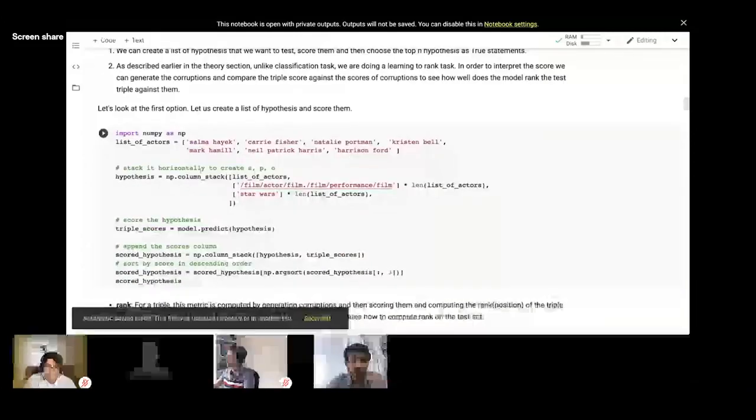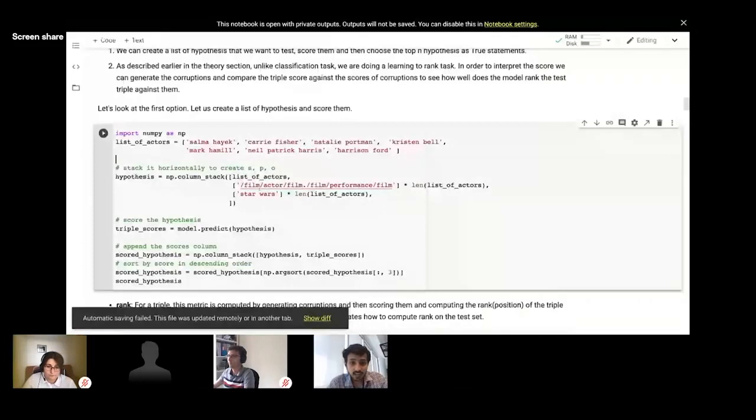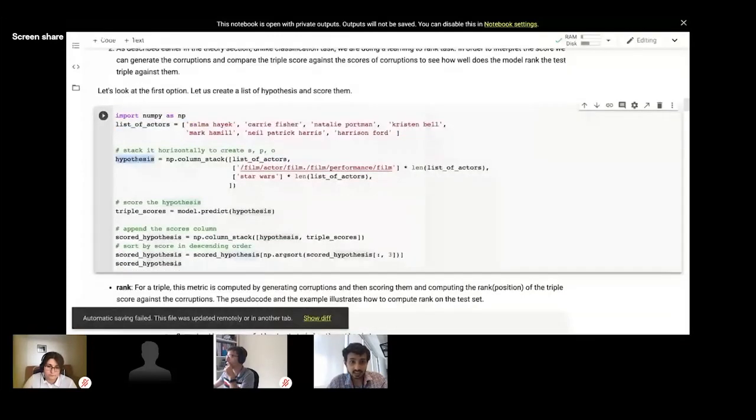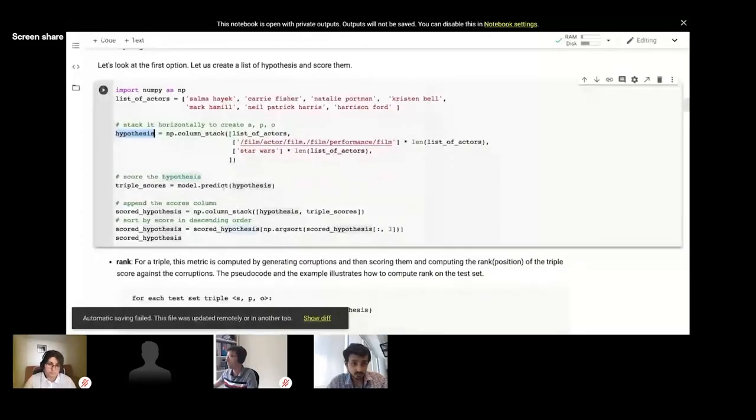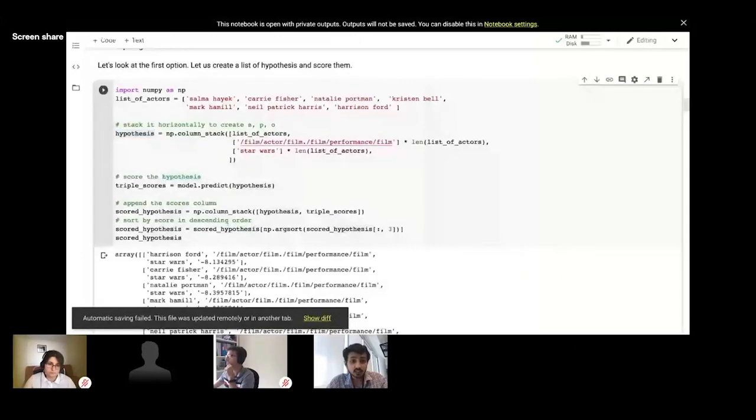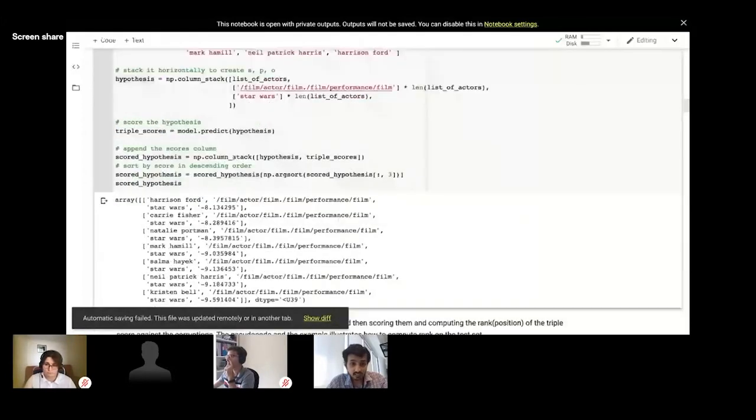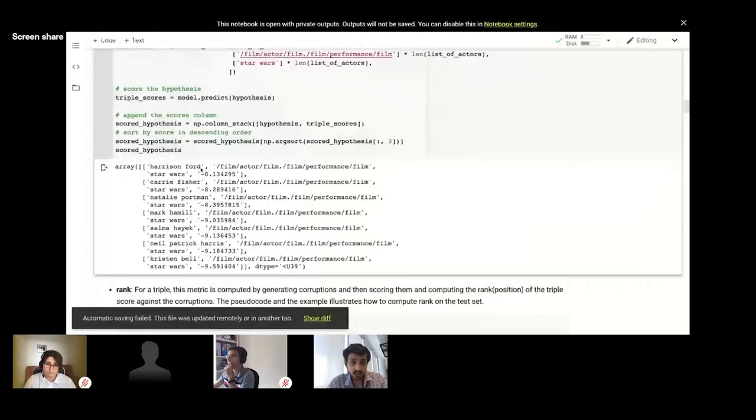For example, amongst all these actors that I have, I want to find who acted in Star Wars. Let's say I don't know anything about Star Wars and I just have this list of actors. What I'd do is generate a hypothesis like this: actor acted in Star Wars. I'll use this list of actors and use model.predict to predict the scores. Once I have the scores, I'll sort them. As you can see, you now have a sorted list of the hypotheses that I generated. The top four predicted here are actually from Star Wars. Mark Hamill was Luke Skywalker, and then you have Han Solo and so on.